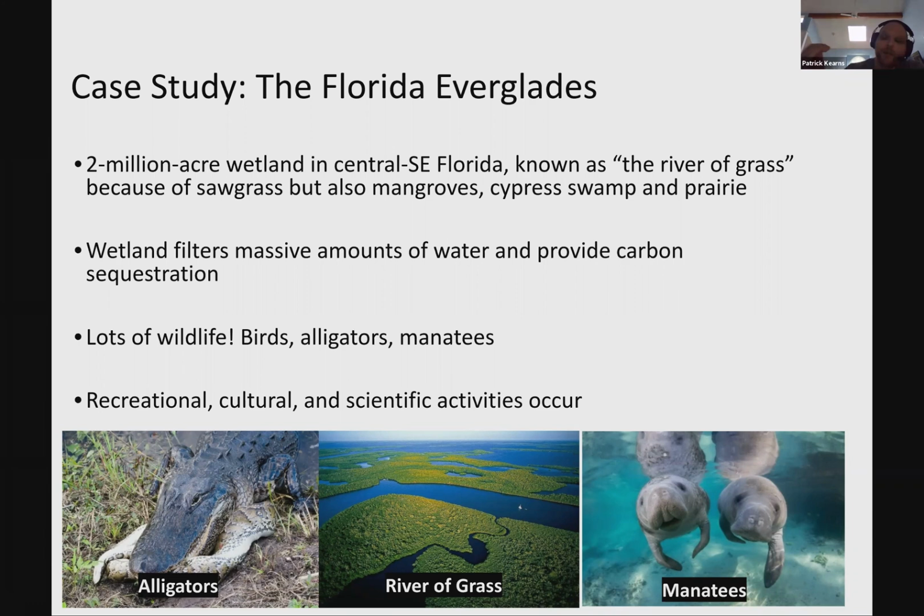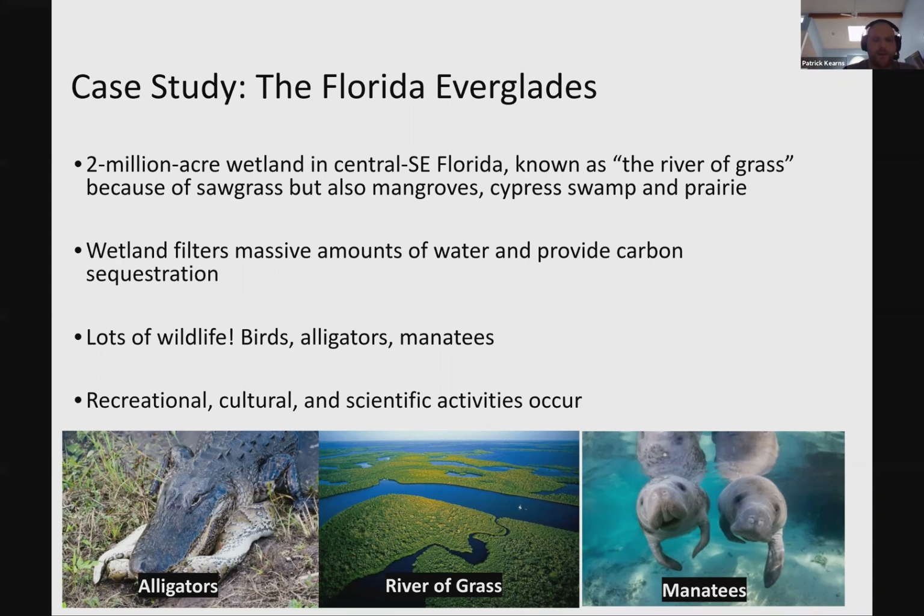Now, it's a wetland. Clearly, it's wet, right? That's what a wetland means. When someone says wetlands, it just means something that's wet for an extended period of time without drying out. But it does filter massive amounts of water, provides huge amounts of carbon sequestration, provides a home to numerous wildlife, birds, alligators, endemic species, so species that are only found in the Florida Everglades, such as manatees. The Florida manatee, of course.